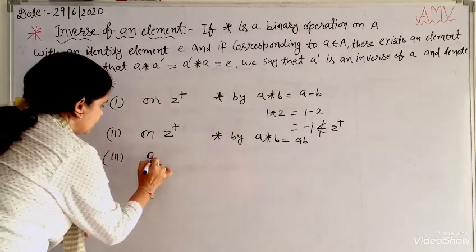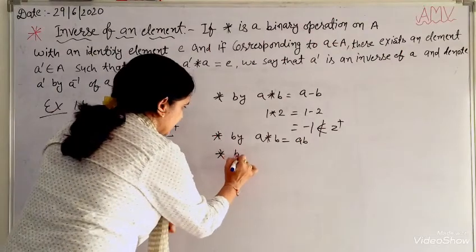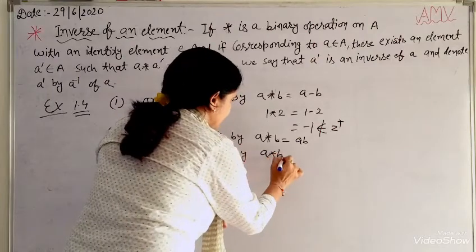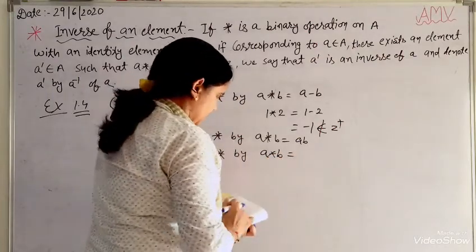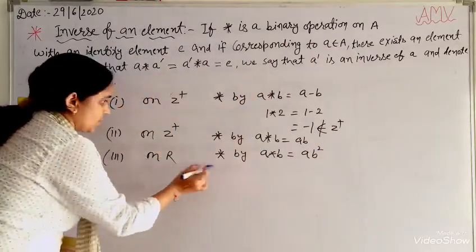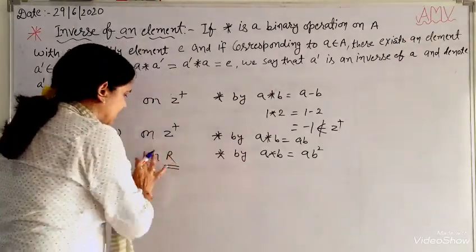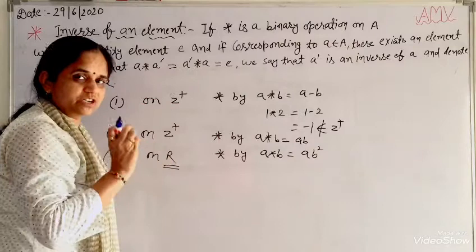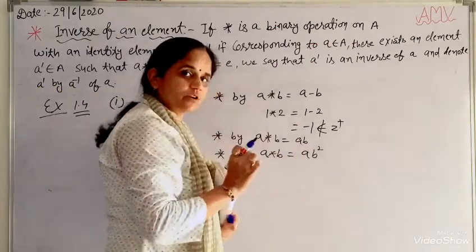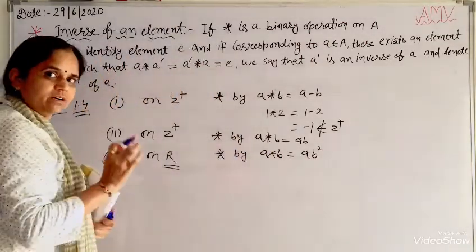Third is on R. Star is defined by a star b is equal to ab square. Here the operation is defined on the set of real numbers. So if you take any element from R, positive, negative, fraction, the multiplication of this element will also be a real number. So it is a binary operation on R.